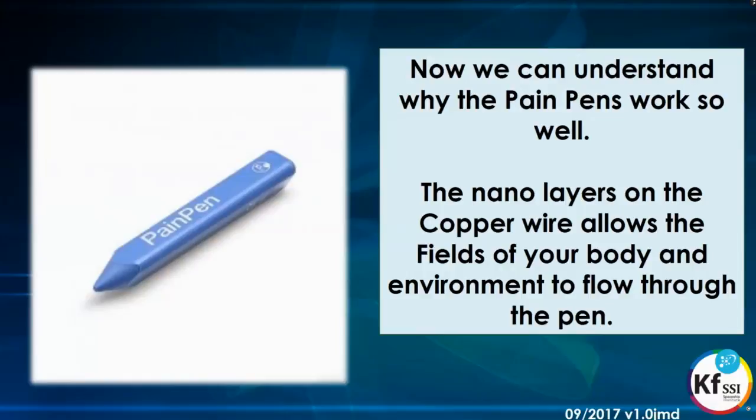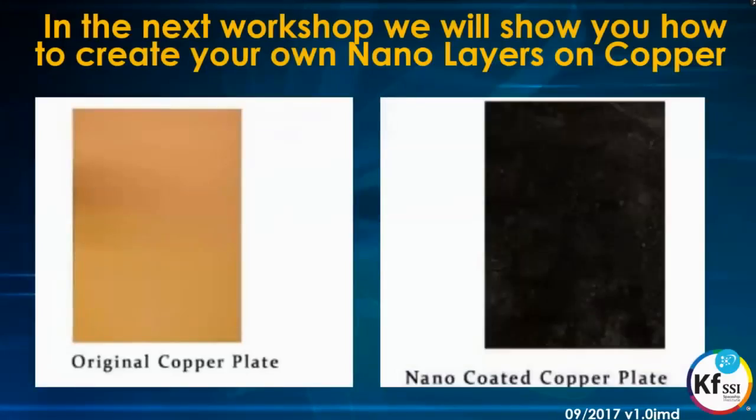And now we can understand why the paint pen works so well. It's because it's the nano layers on the copper wire which allow the fields of your body and the environment to flow through the pen, through the nano layers on that pen. In the next workshops, we will go through and show you the whole process to create your own nano layers on your copper plates, or copper wires.